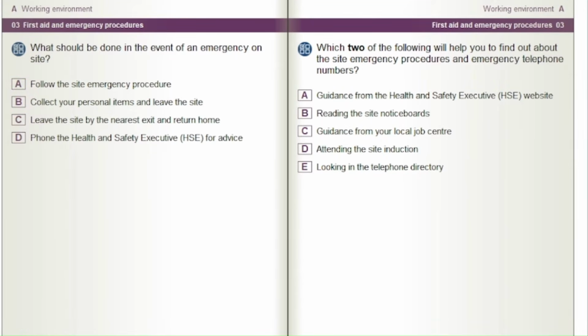Which two of the following will help you to find out about the site emergency procedures and emergency telephone numbers? Guidance from the Health and Safety Executive HSE website. Reading the site notice boards. Guidance from your local job centre. Attending the site induction. Looking in the telephone directory.